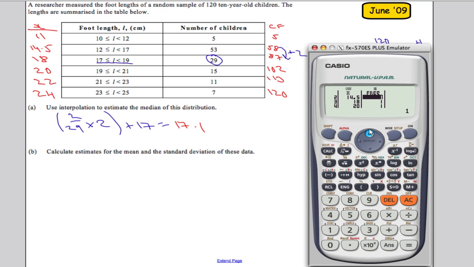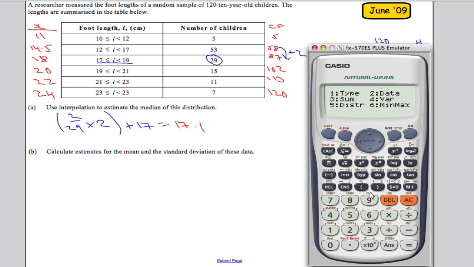And then entering the frequencies 5, 53, 29, 15, 11, and 7. Okay, once you have your data entered, just hit AC, it'll take you back to the home screen.